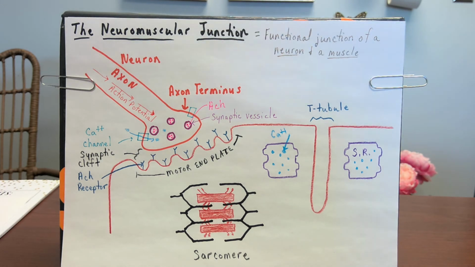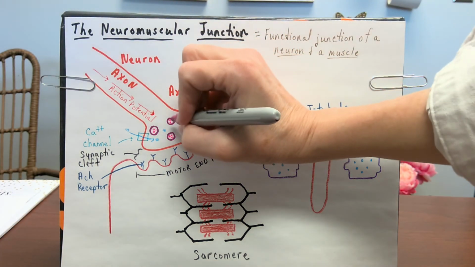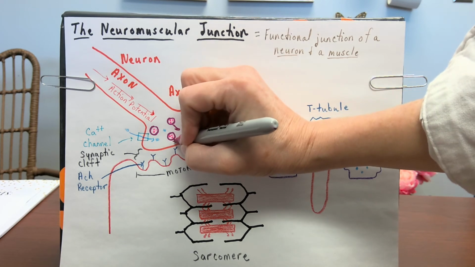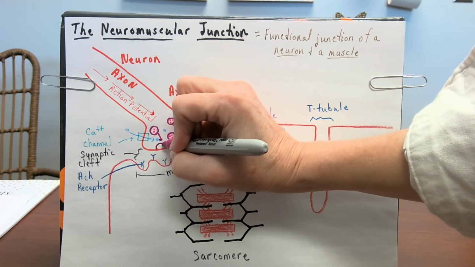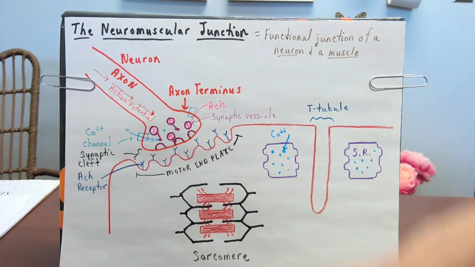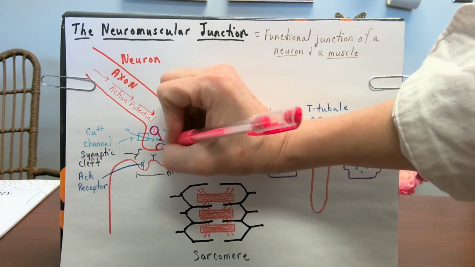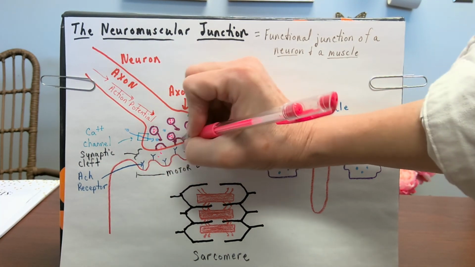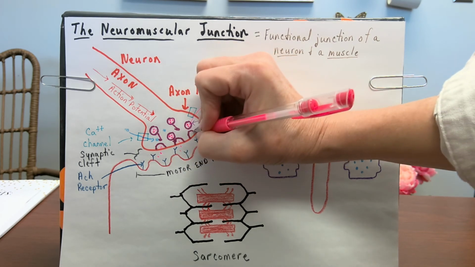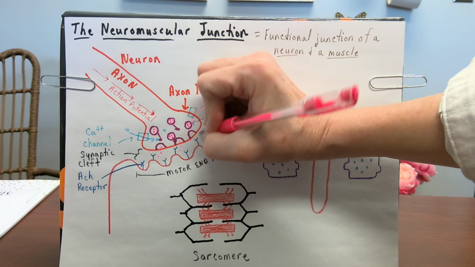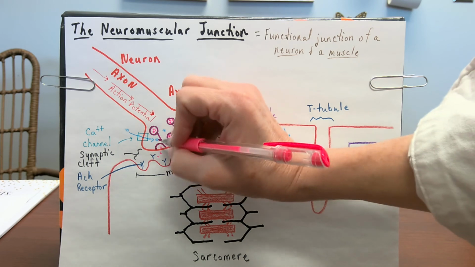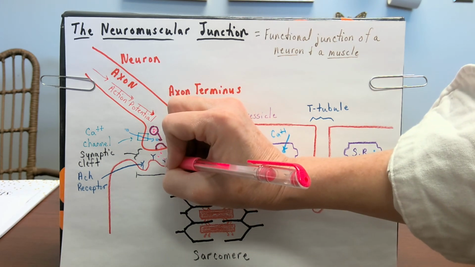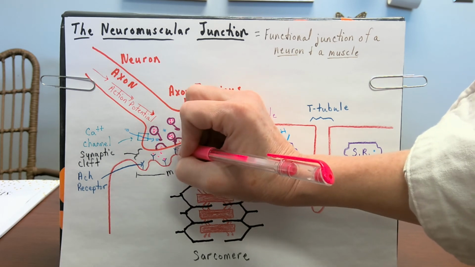So let me find... Okay. So these guys are going to move down to the end. They're going to fuse on to the neuron membrane there, and they're going to release the acetylcholine out into the cleft. That's referred to as exocytosis. Now, when the ACH enters the cleft, it will diffuse across the cleft and then bind to the acetylcholine receptors.